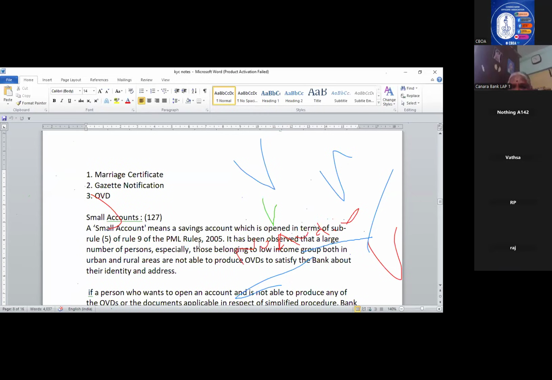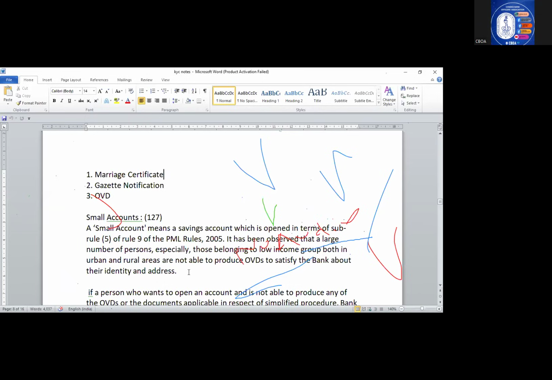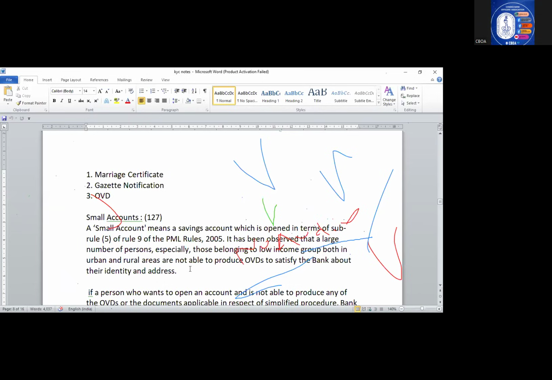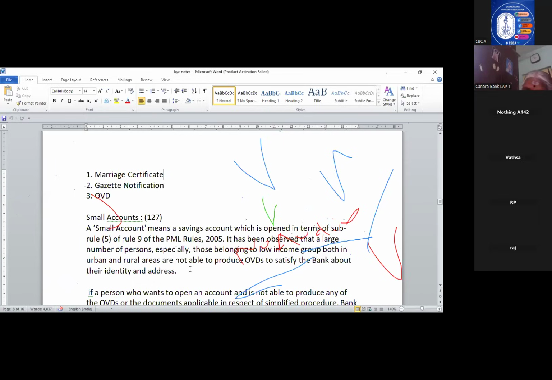that large number of persons, especially those belonging to low income group, both in urban and rural areas, are not able to produce OVDs to satisfy the bank about their identity and address. Imagine the migratory workers, those who come to the other state for earning purposes. They will not have any OVDs in the present address. Maybe sometimes they may have an Aadhaar card with their original home address, but that cannot be used here to open the account. We need the local address.